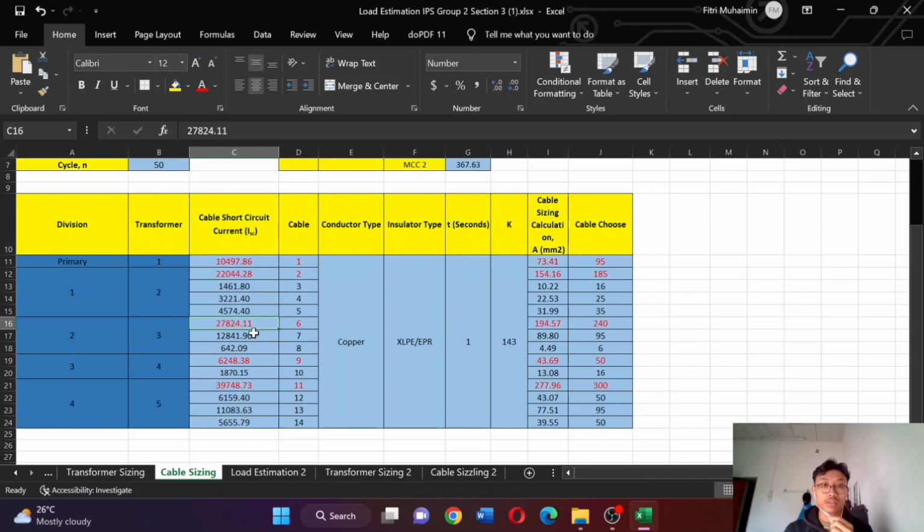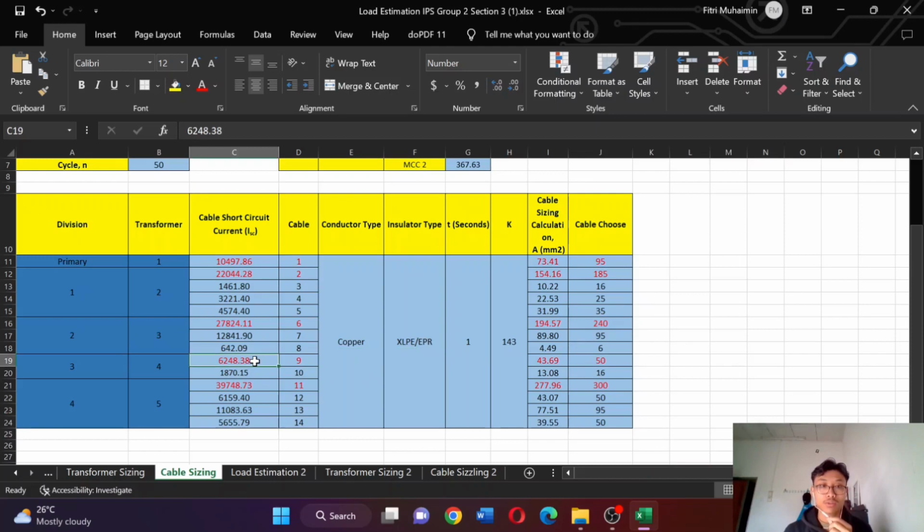For transformer 3, we get the ISC is 27824.11. The A is 194.57, so we choose the size of 240. Next, motor, we get 12841.90 for the ISC, and the A is 98.80, so we choose 95 mm. Next, we get 642.09. The A we get is 4.49, so we choose the size 6.